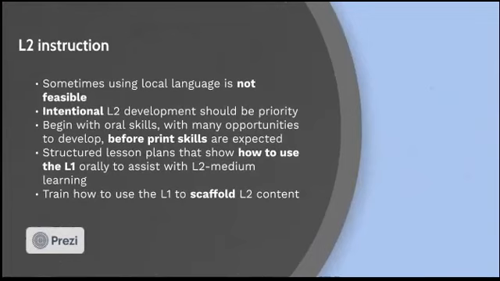This way, the first time a child is asked to identify a word in print, it's more likely to be in their vocabulary. Teaching and learning materials are considered high quality if they offer specifics on how to use the L1 to assist with L2 learning. Support and instruction needs to be systematic instead of just random on-the-spot code switching.